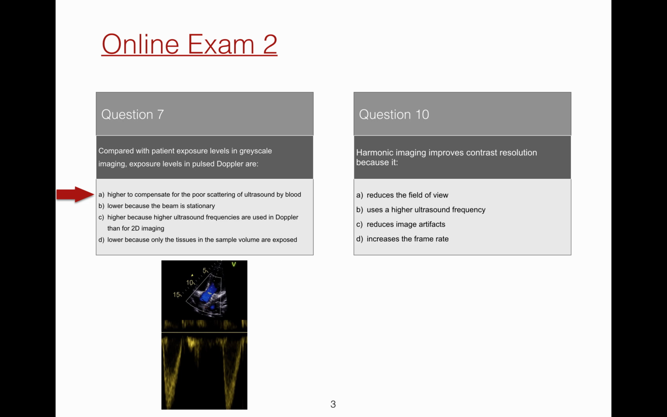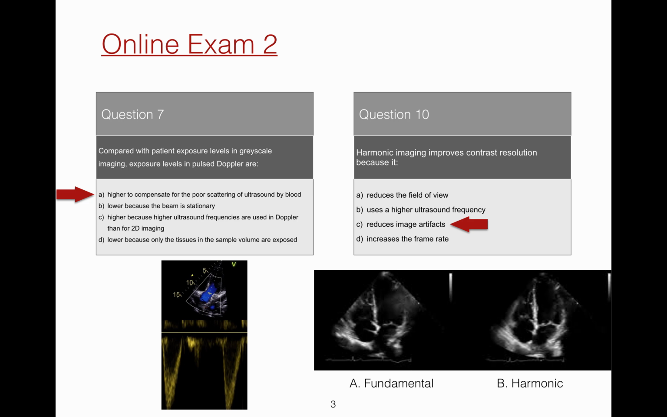Question 10 asked how harmonic imaging improves contrast resolution. Harmonic imaging does not reduce the field of view or increase frame rate. The transmit frequency used in harmonic imaging is not increased, although the received frequency is the second harmonic. The real advantage of harmonic imaging, and the answer to the question, is that harmonic imaging has fewer artifacts.